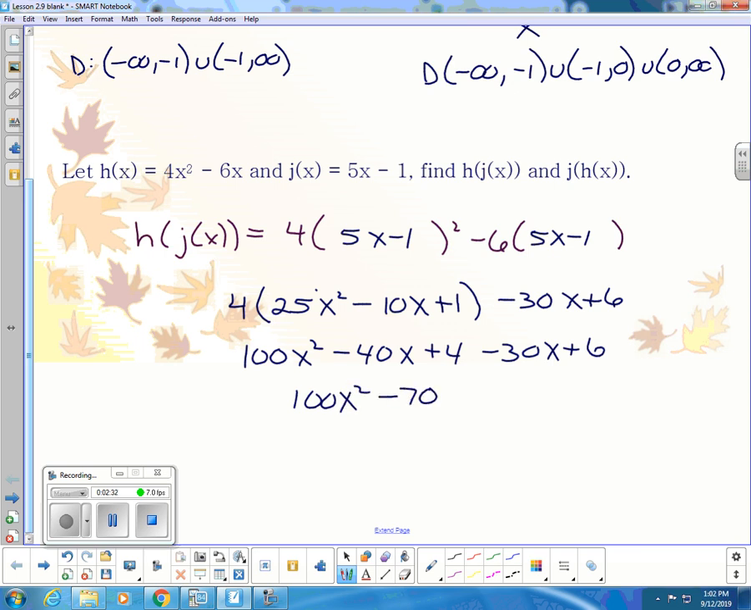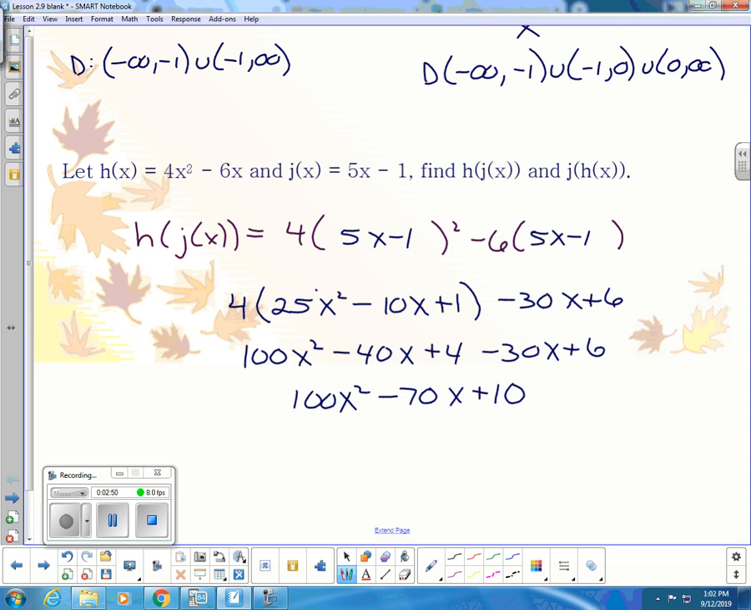What's the domain here? The input function was all reals, yes? The output function is still a quadratic, so the domain is all reals. Doesn't change. Okay, so we okay without doing g of h? You feel confident? All right.